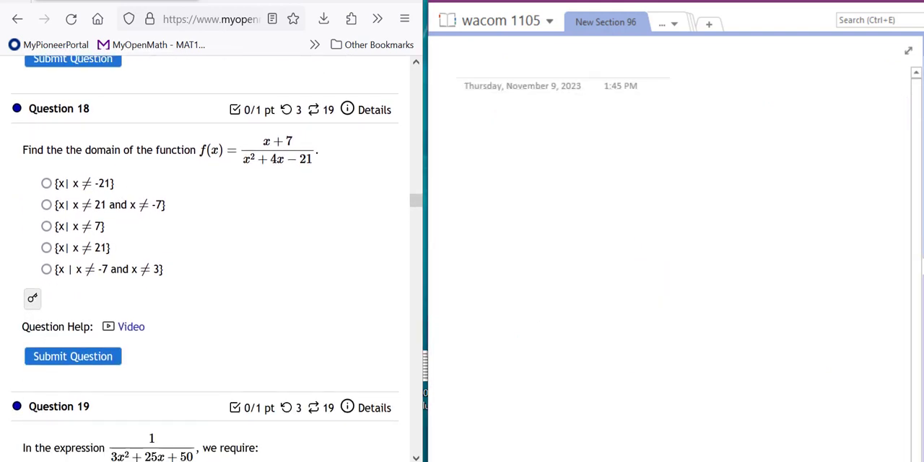Next question is about domain. And domain, for us, you start with all real numbers, and you have two places where there are exclusions. Denominators is what we're going to have to deal with. You cannot let a denominator equal 0. So this is our problem, and it says find the domain.